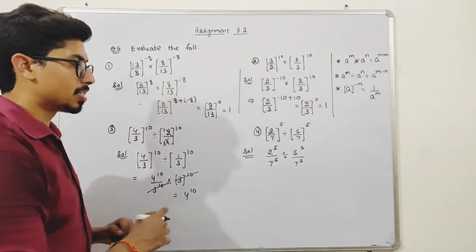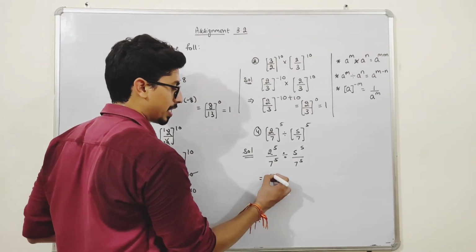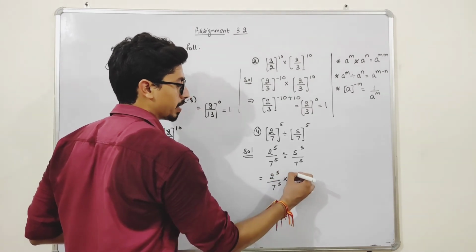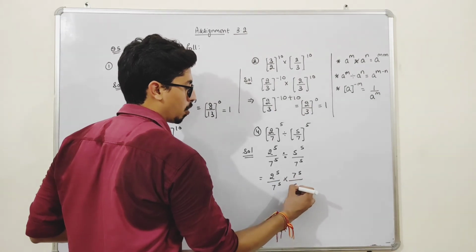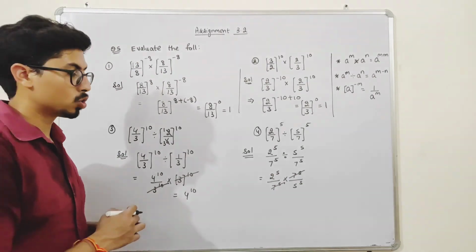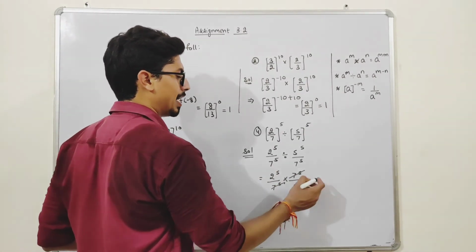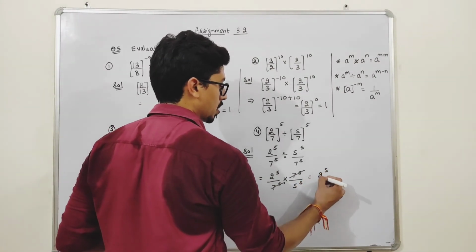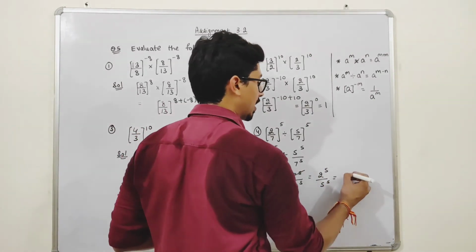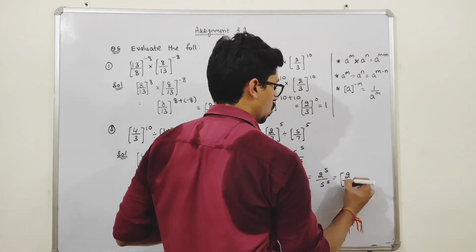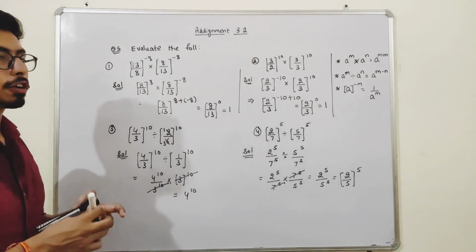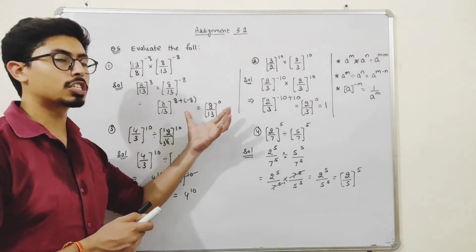Now just replace this division sign with a multiplication sign, students. So 2 raised to the power 5, 7 raised to the power 5, multiplied by 7 raised to the power 5 upon 5 raised to the power 5. See, both of these are equal, so they will get cancelled out. The remaining numbers are 2 raised to the power 5 and 5 raised to the power 5. For both numbers the power is 5, so I can write it like this, 2 by 5 whole raised to the power 5.